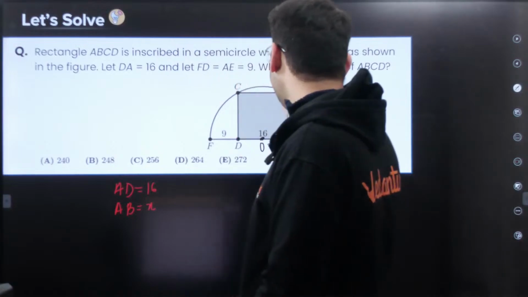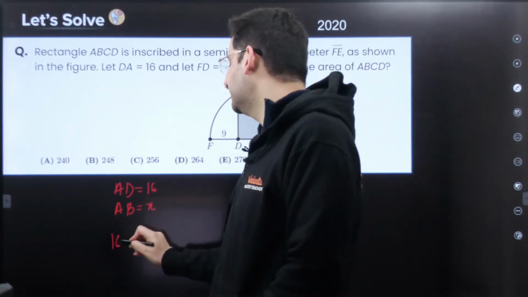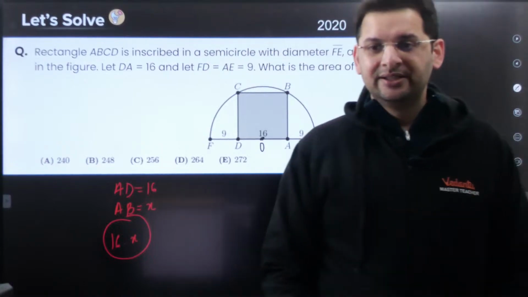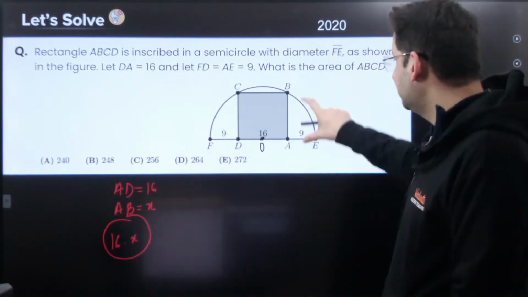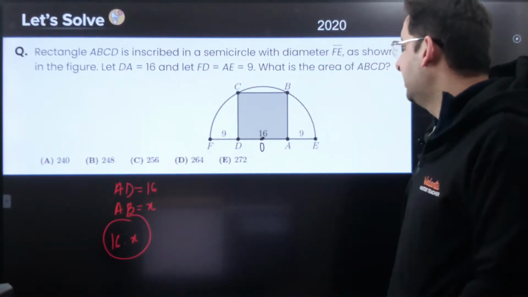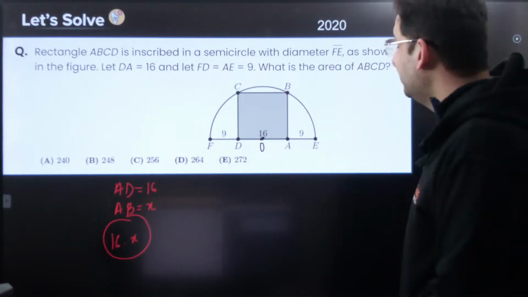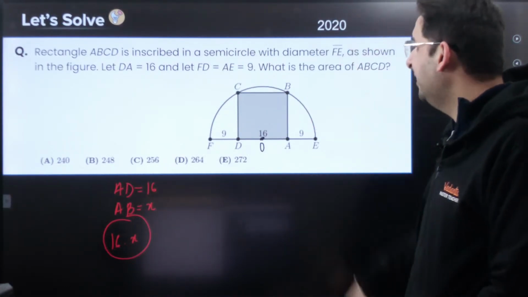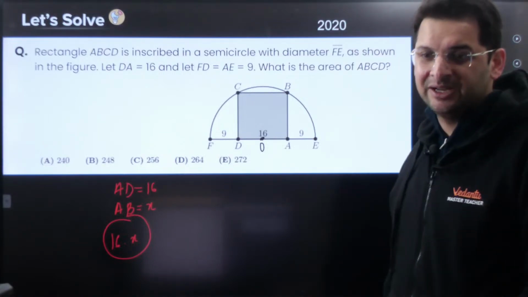Because if you are able to find AB, which is x, the answer is going to be 16 times x. Because this is the only way to find the area of the rectangle. 16 times x. तो मुझे ये x निकालना है किसी तरीके से. Now how do we do this? And this is very simple, guys. अगर हल्का सा भी दिमाग लगाओ, you should be able to find AB very easily and very quickly.